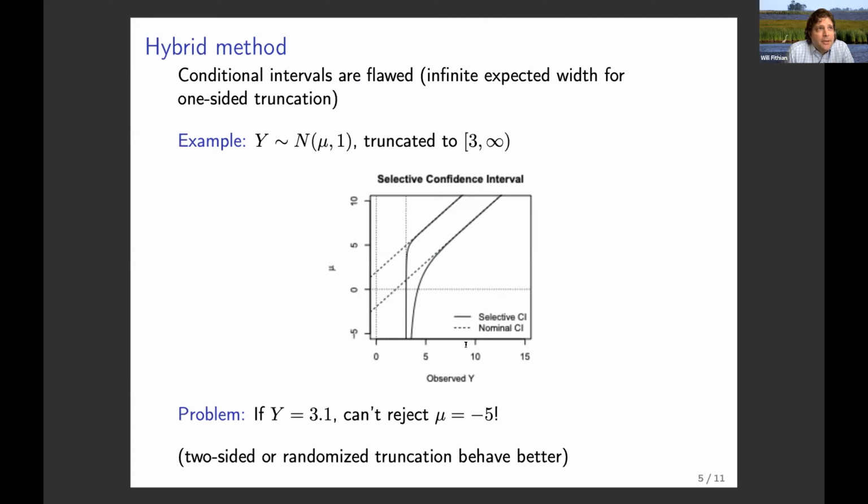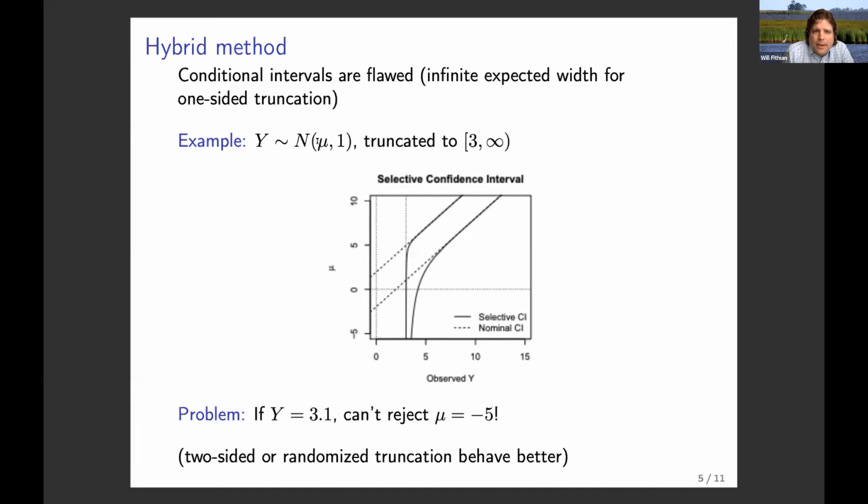I think the main motivation for the hybrid method is that, especially in the case where we have a one-sided truncation event, the conditional intervals have serious problems. As I mentioned, they are optimal as conditional intervals, but that definitely leads us to question how committed we are to following this conditional approach.